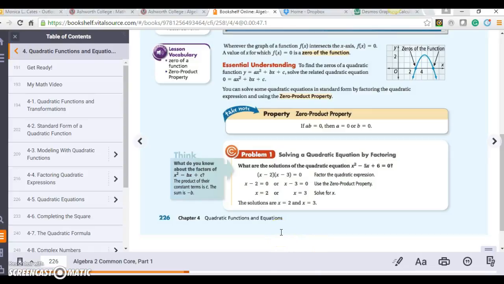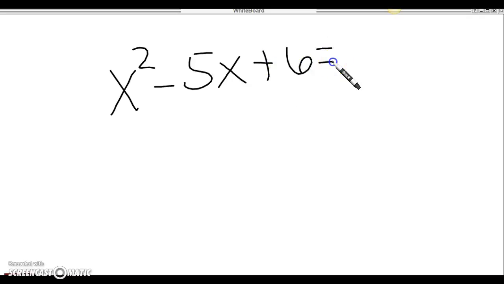Okay, we're looking at problem number 1 from lesson 4-5 on page 226. It says solving a quadratic equation by factoring. So what are the solutions of the quadratic equation x squared minus 5x plus 6 equals 0?